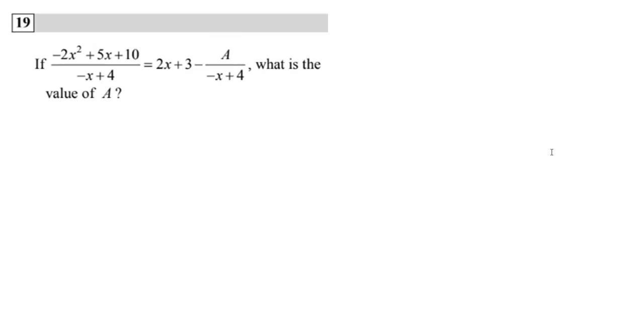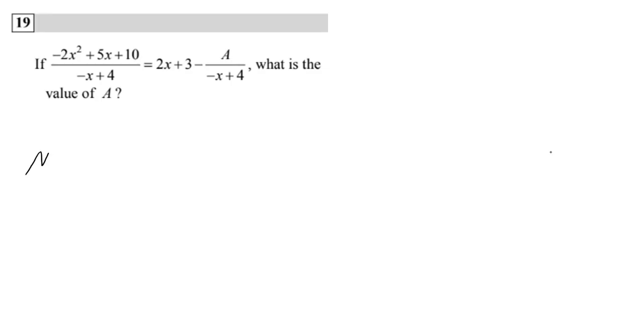Okay, so this says: if (negative 2x squared plus 5x plus 10) all over (negative x plus 4) is equal to 2x plus 3 minus a over negative x plus 4, what is the value of a? So we have a division of two polynomials over here, and then this is our quotient over here. That's my interpretation right away.